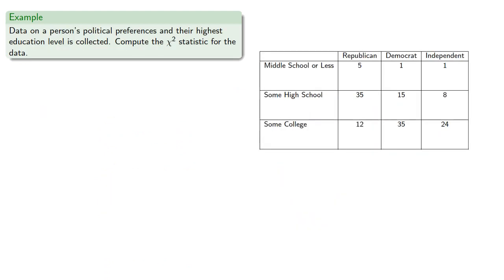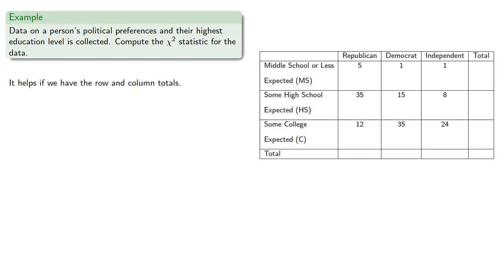We could have a larger contingency table, so let's say we collect data on a person's political preferences and their highest education level. And remember, we need to have the expected numbers, and it helps if we have the row and column totals. So let's add those up, and we'll compute the expected numbers.